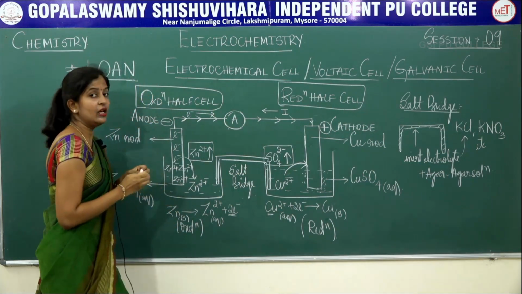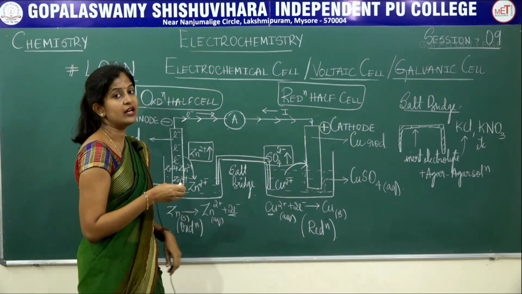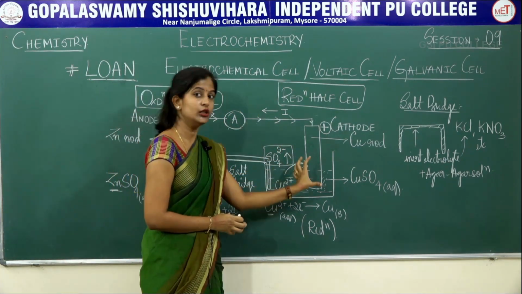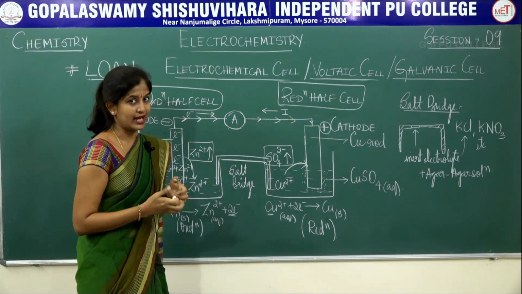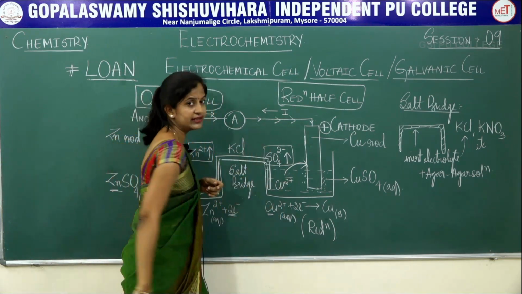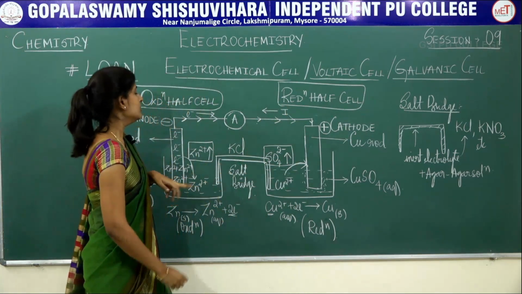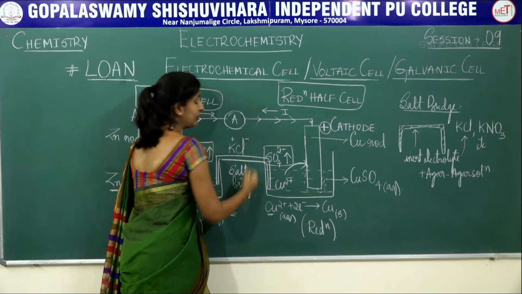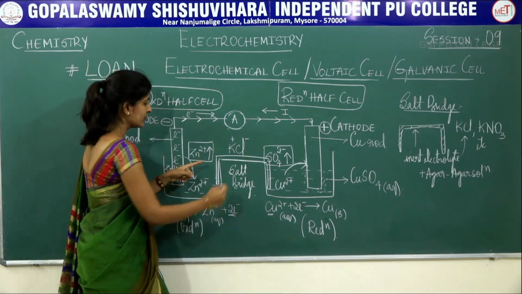So let us see what the function of the salt bridge is now. As you know, it maintains electrical neutrality in chamber 1 as well as chamber 2. Let us see how it maintains electrical neutrality. Say for example, this salt bridge is a KCl salt bridge. Think that this is a KCl salt bridge. You can also use KNO3. Since it is an electrolyte, it gets ionized into K plus and Cl minus ions.